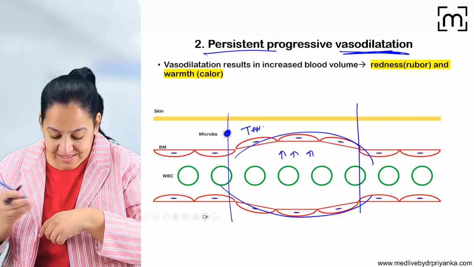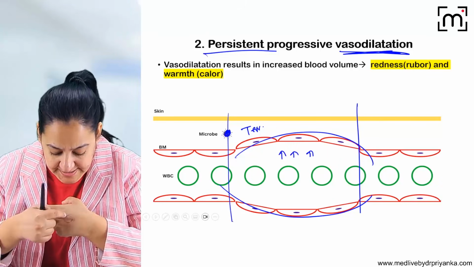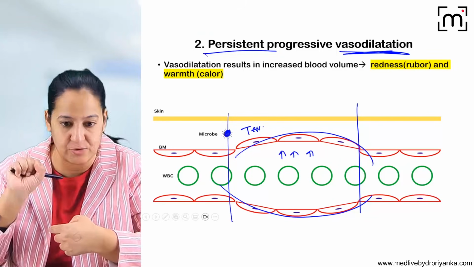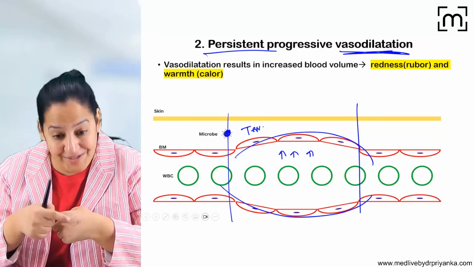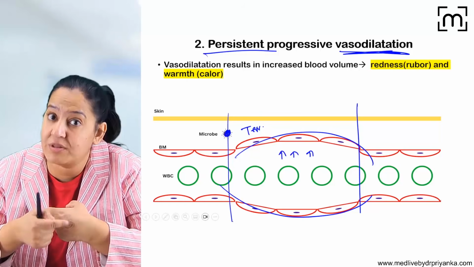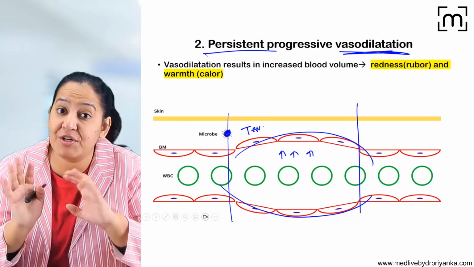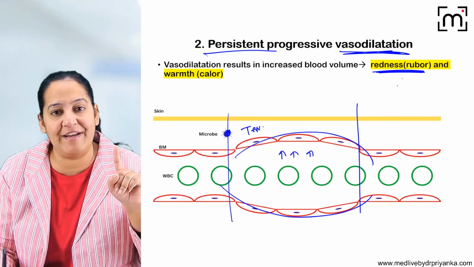Initially, if I was looking at this portion with my eyes, it looked pale to me because the blood vessel just below it was undergoing vasoconstriction. Now if I look at this portion, it will look red to me because the blood vessel just below it is undergoing vasodilation. So now this portion is looking more red. So can I say that out of the 5 cardinal signs, one of them is explained? Rubor.